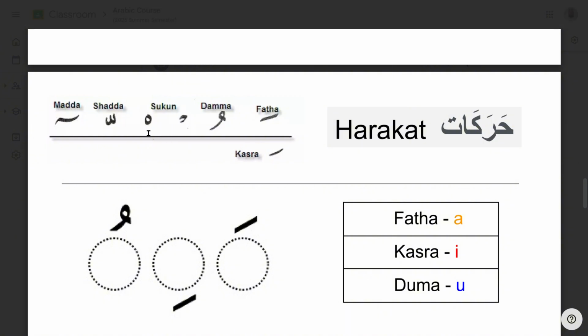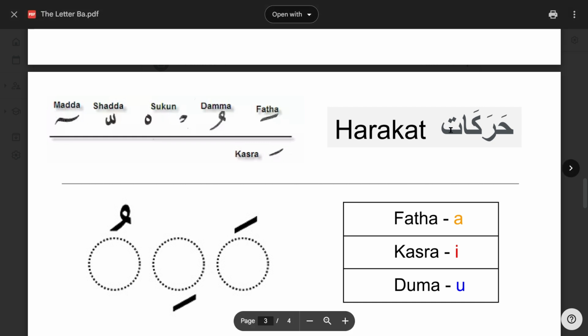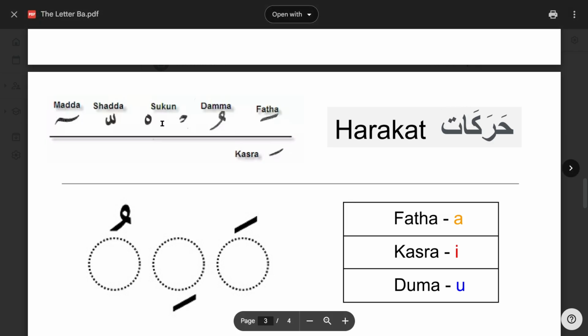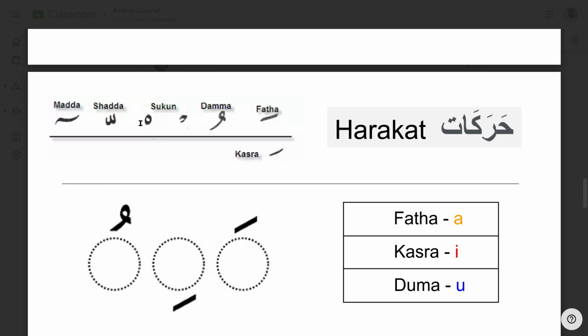The sukun is either this little symbol right here, which we find in the Qur'an. The sukun is nothing when there's nothing on top of it. For example, this letter has nothing on top. This letter has nothing on top. We consider that sukun. And sometimes we have a circle, an empty circle basically. It's also considered a sukun.